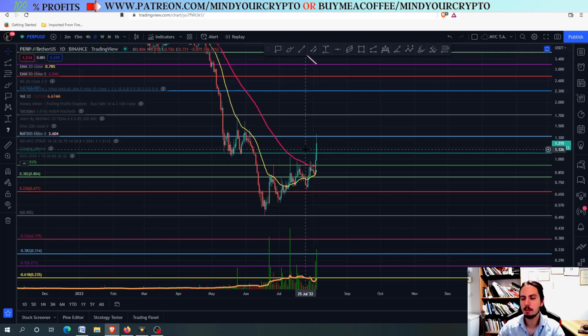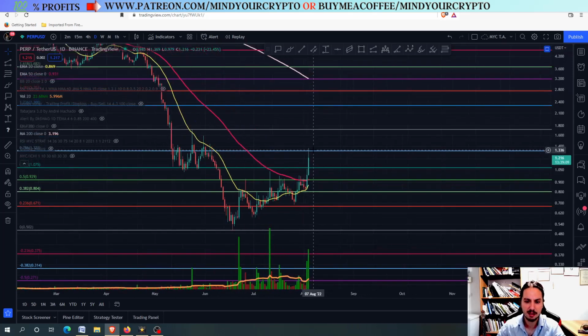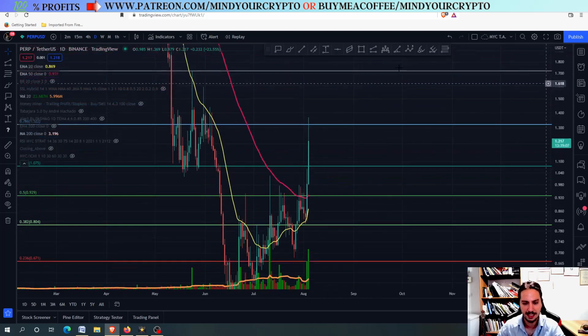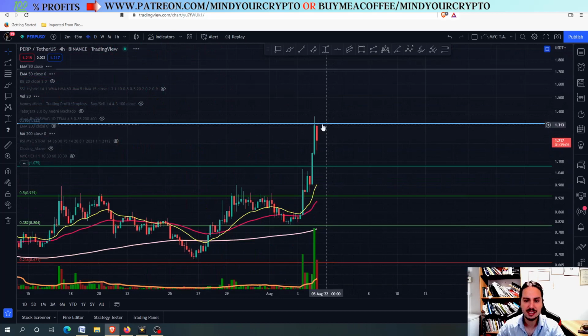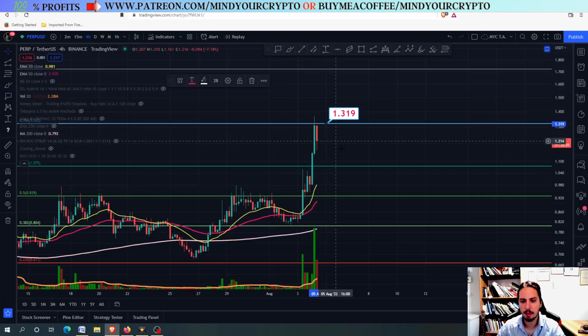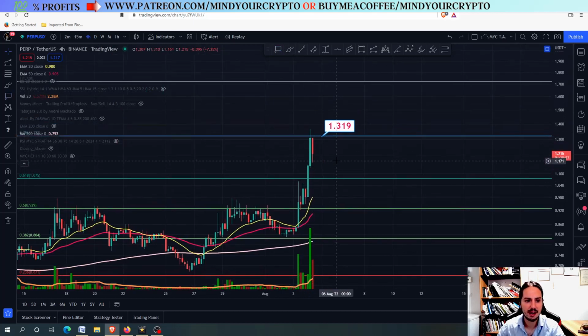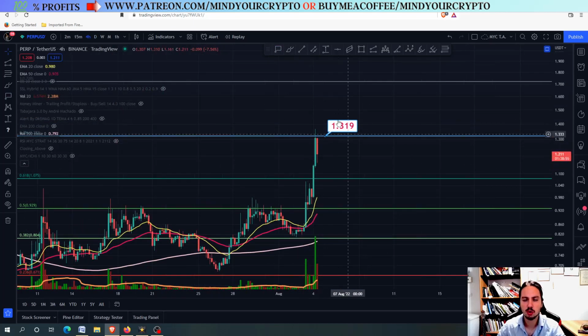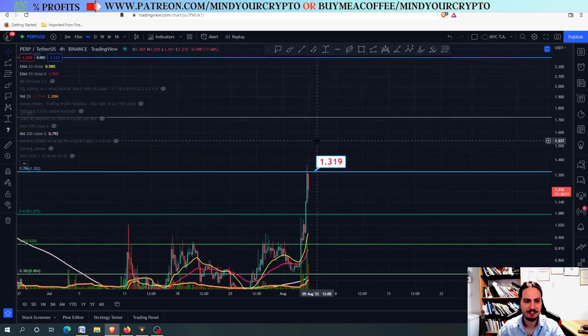Let's go right now to see PERP against USDT chart. So right here, we are having a little bit of a huge resistance level coming in. That's why you saw this correction in the 4-hour frame, because the 4-hour frame candlestick could not close above the 1.319 to 1.322. This is where we want to close above in order to get even higher.